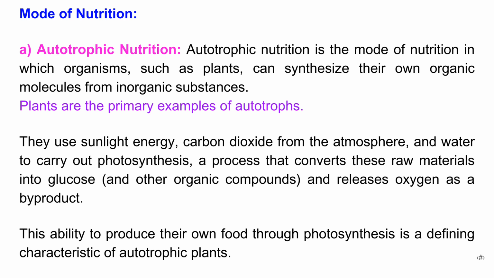They use sunlight energy, carbon dioxide from the atmosphere, and water to carry out photosynthesis, a process that converts these raw materials into glucose and other organic compounds and releases oxygen as a byproduct. This ability to produce their own food through photosynthesis is a defining characteristic of autotrophic plants.